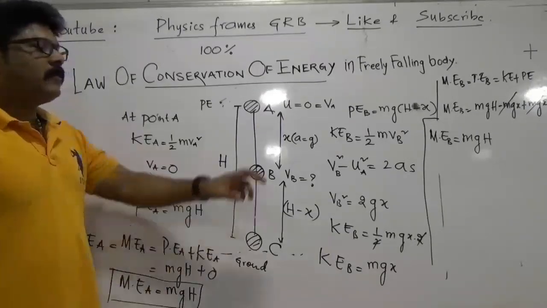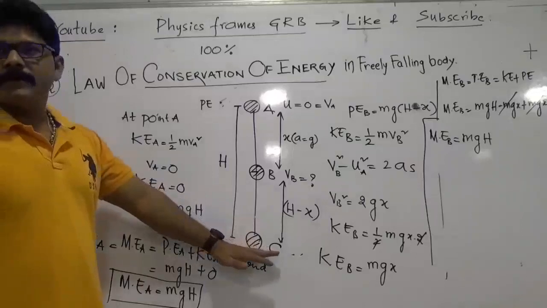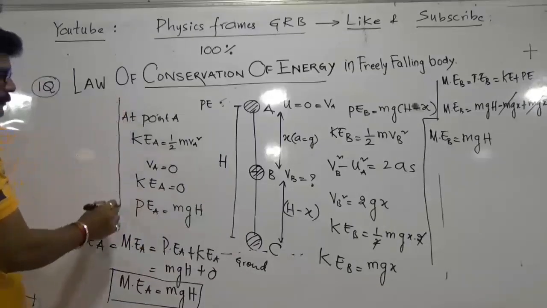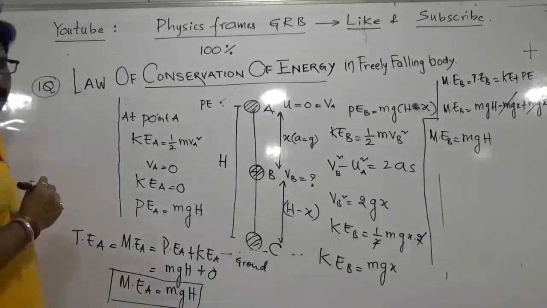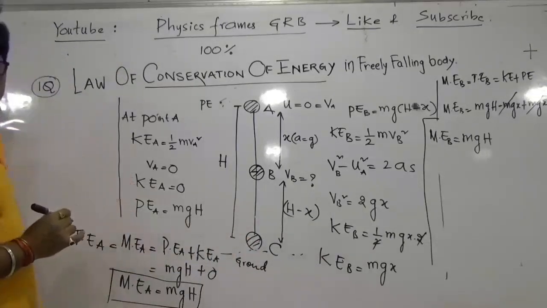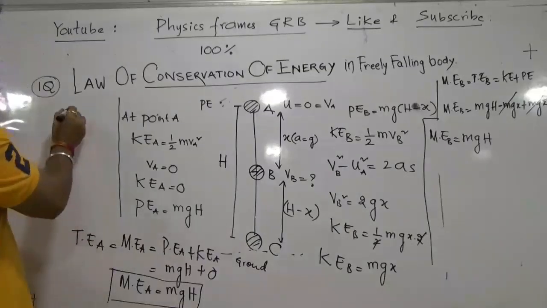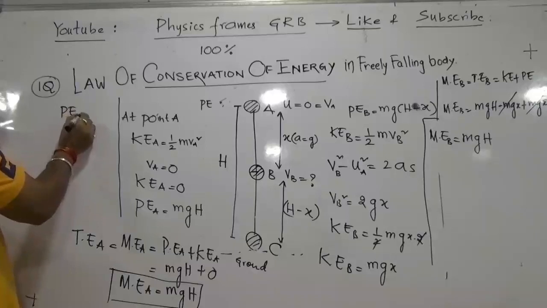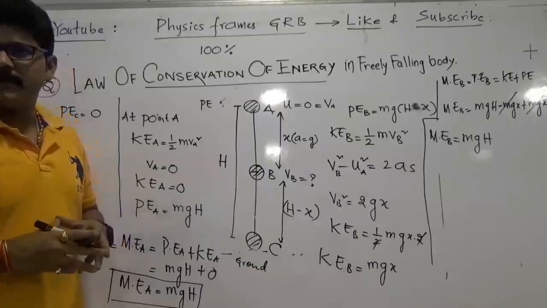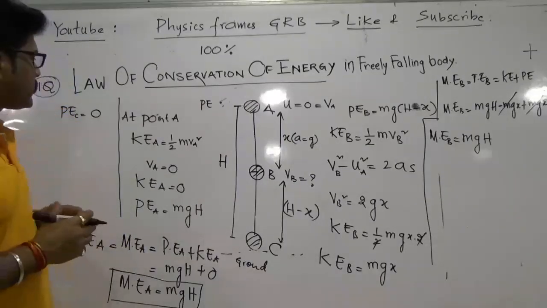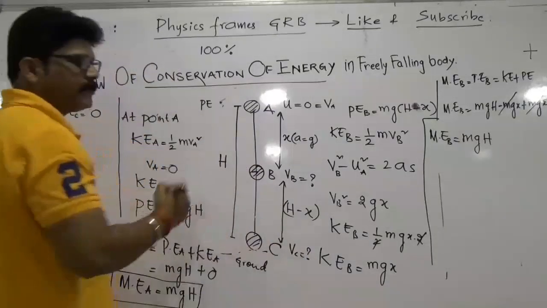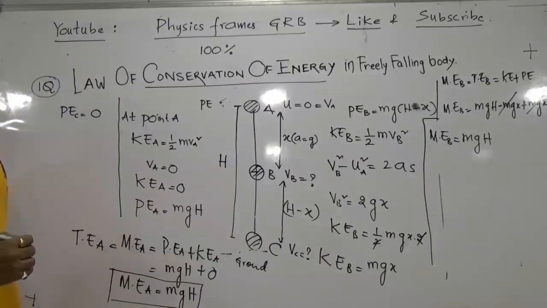Now next, we want the velocity at this point. Now let us do here. When it reaches the bottom, height becomes what? Zero. So potential energy at point C equals zero, because height is zero. Now next, what is the velocity at this point? Velocity at point C equals how much?